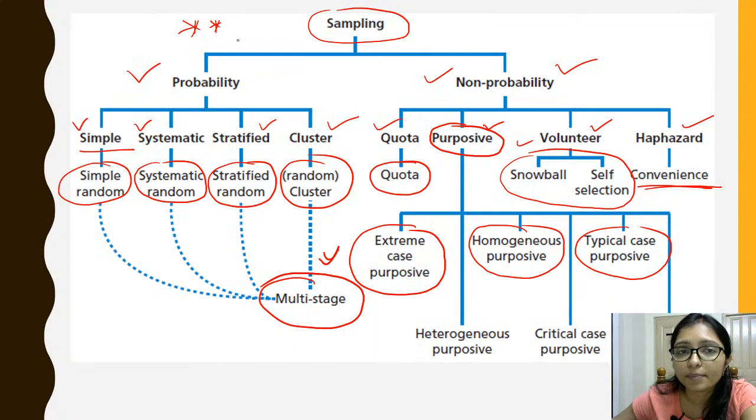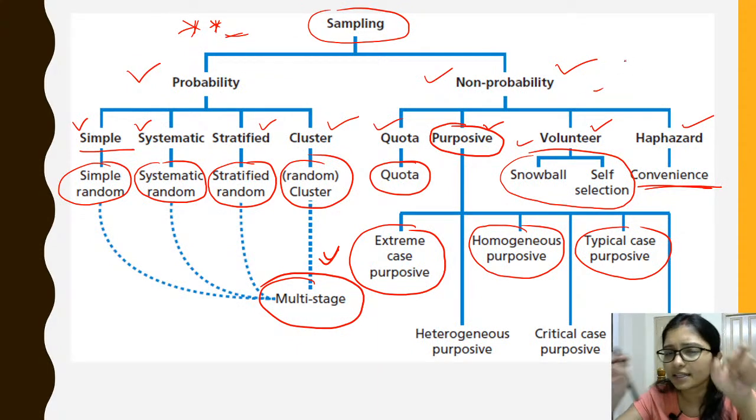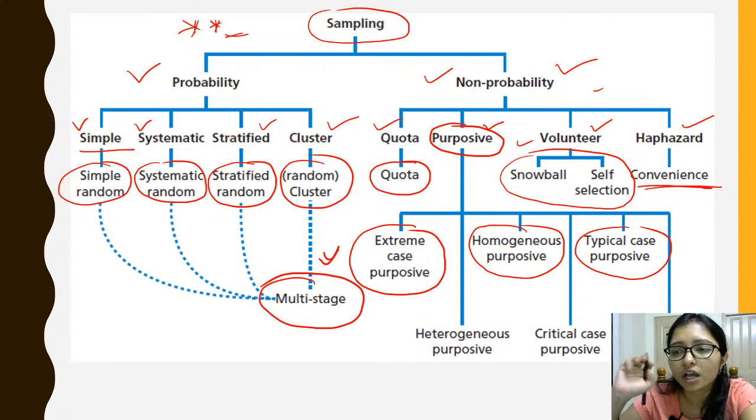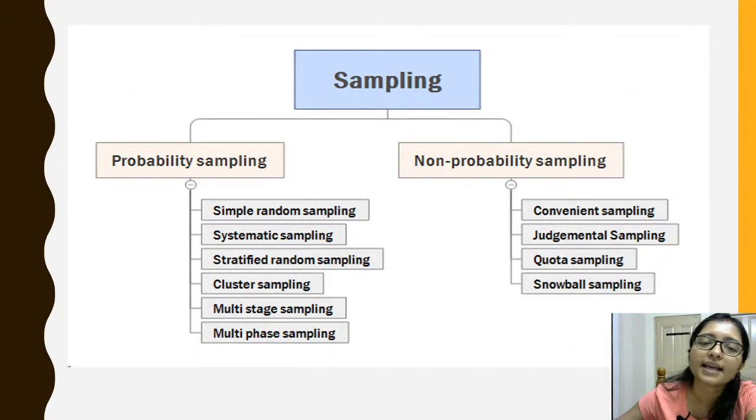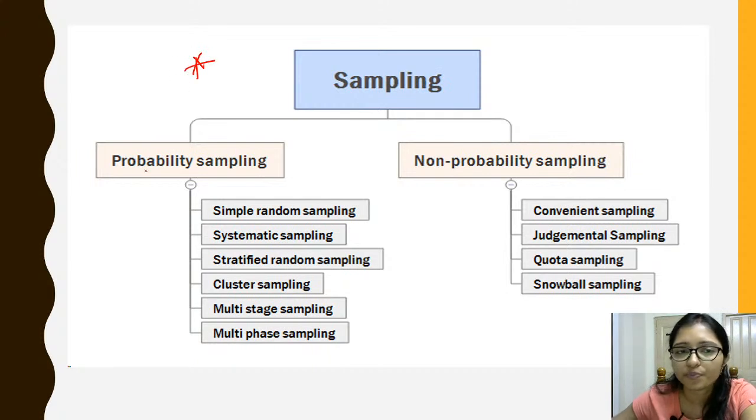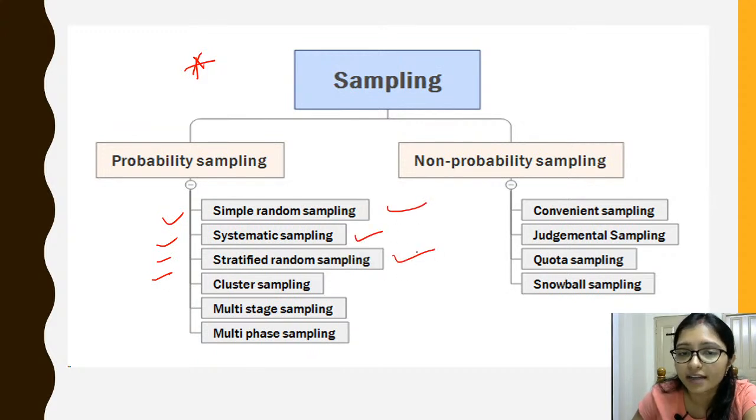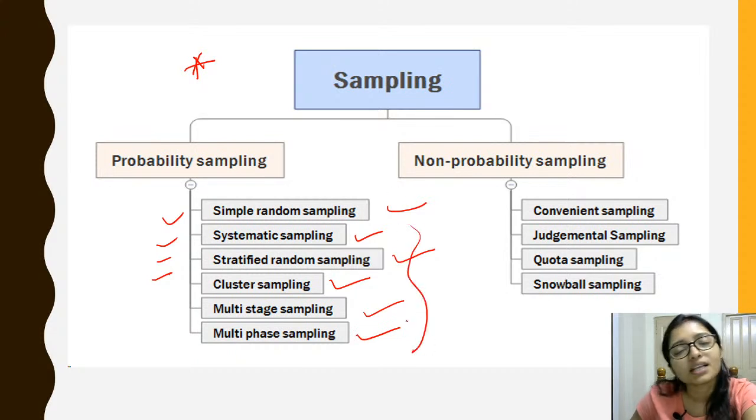If you can't remember this chart, because this chart is a little bit lengthy, then for the exam you can remember this. Actually in the exam this sampling is coming: simple random sampling, systematic sampling, stratified random sampling, cluster sampling, multi-stage sampling and multi-phase sampling. If you can remember this only, then also it is fine, because in exam only this sampling is coming. And from the non-probability it is convenient, judgmental, quota, snowball.